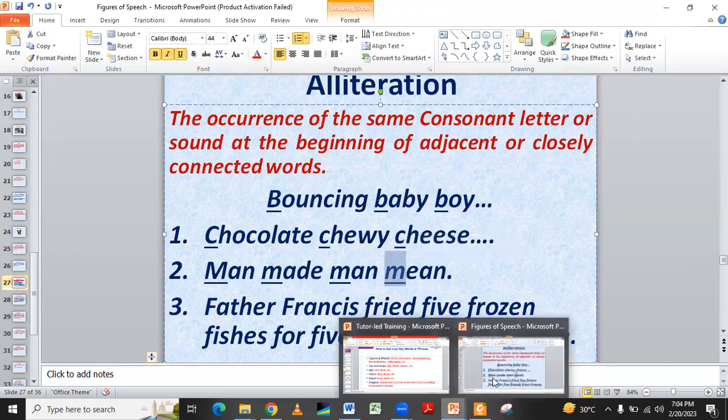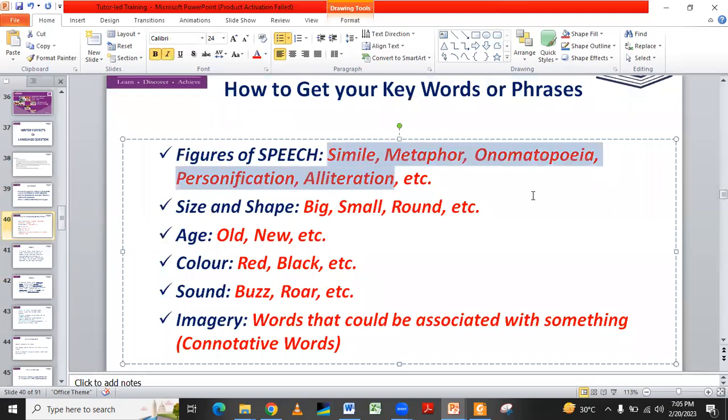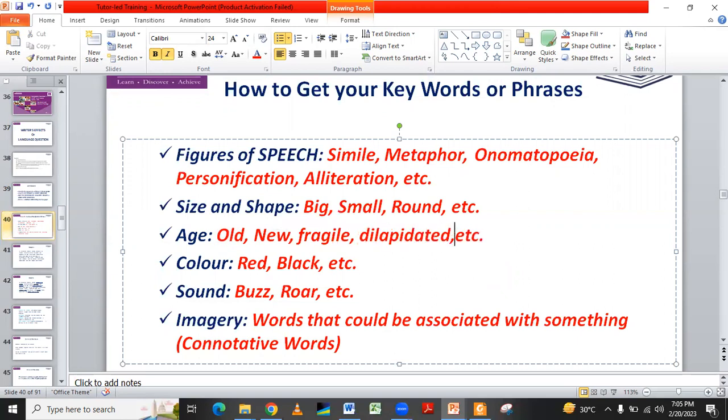Good. So let's go back to our writer's effects. So figures of speech, you can see we have looked through all these. So when you look for figure of speech, you look through a passage, you'll get the answer. Now, another thing is to look for size or shape. If the passage tells you anything about size, it's a point. If it tells you about shape, it's a point. Also, if it tells you about age, whether the thing is old, the thing is new, the thing is fragile, the thing is dilapidated, that means it's weak. Also, if it tells you about color, it's a point, okay? Color is a very strong imagery. Also, sound, like we mentioned here in onomatopoeia. So this is how you pick points, right?